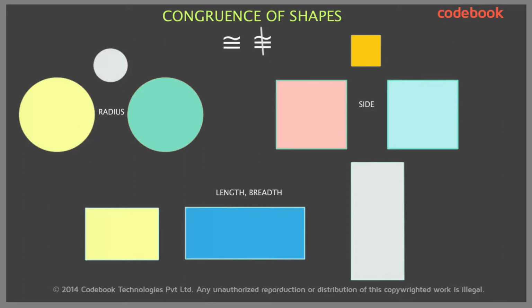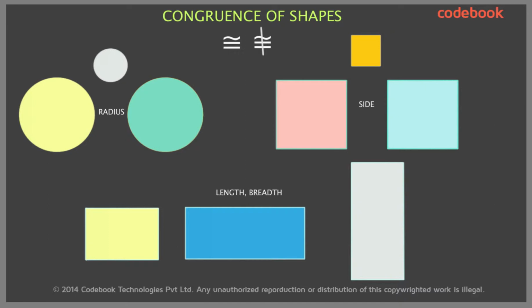In this lesson, we will talk about congruence of shapes. We say two shapes are congruent when you place one shape over another, and if it overlaps the other shape exactly, then those two shapes are said to be congruent. Sometimes you might have to either rotate or flip a shape in order to overlap the other shape exactly.